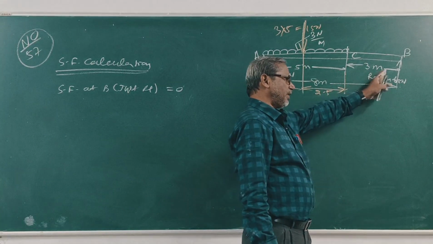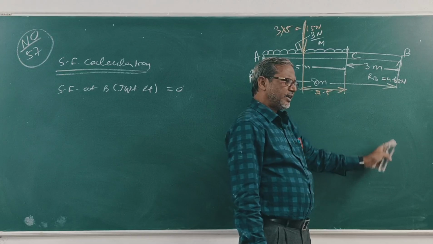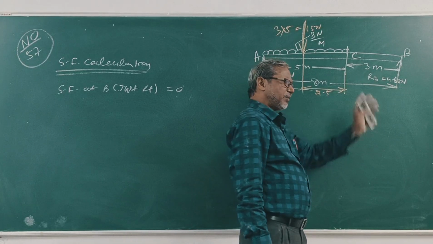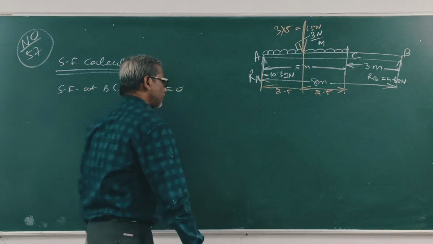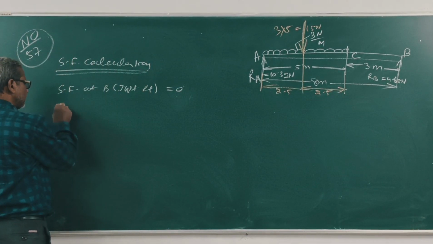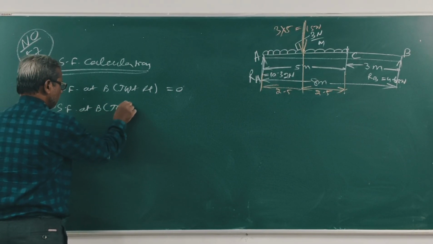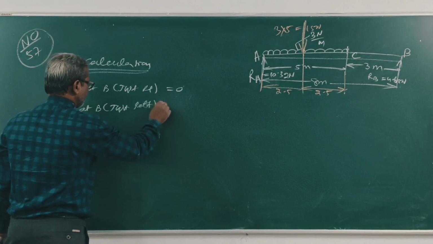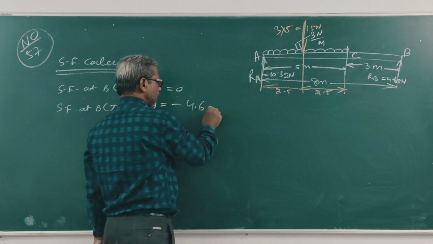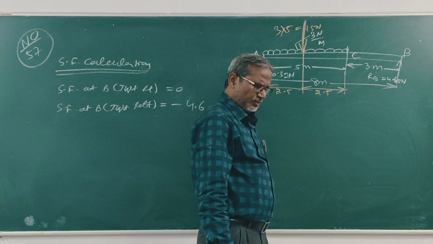This is B point. So just try to B, there is no force. So at B, the reaction is 4.68. So that will calculate for left part. Shear force at B just left is minus 4.68 Newton. Clear?